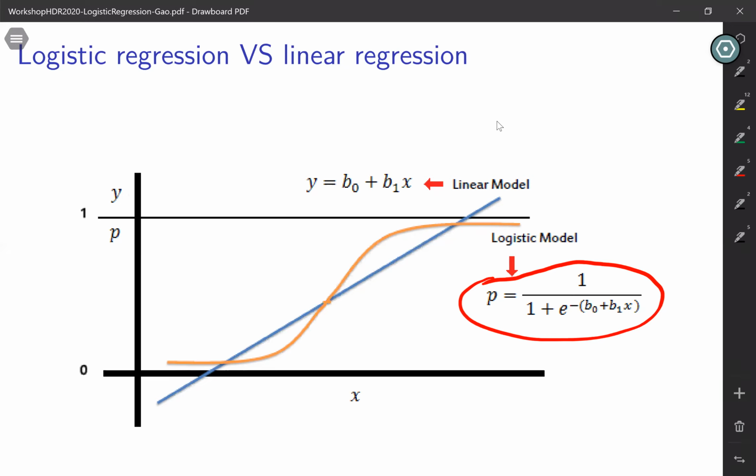All right, so now you probably have a big picture in your mind. So the logistic regression and the linear regression, right? One is to predict a linear relationship. The other is to predict a nonlinear relationship, using a transformation of the logistic function.